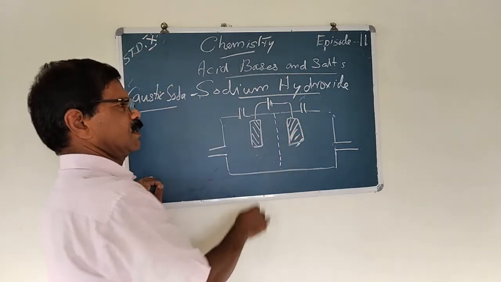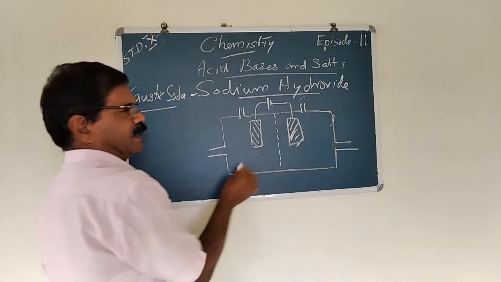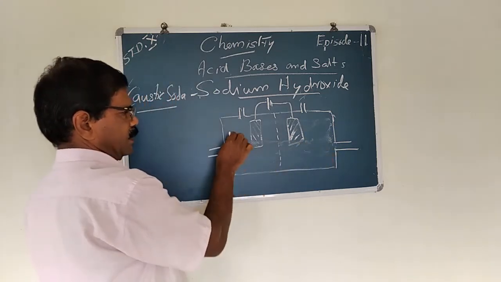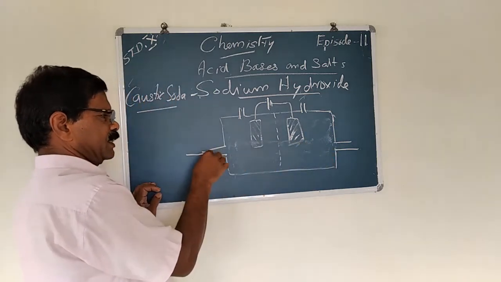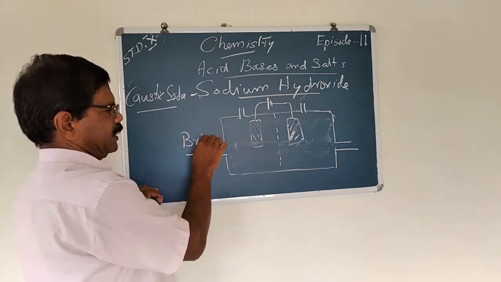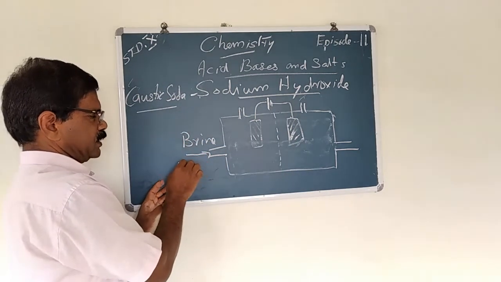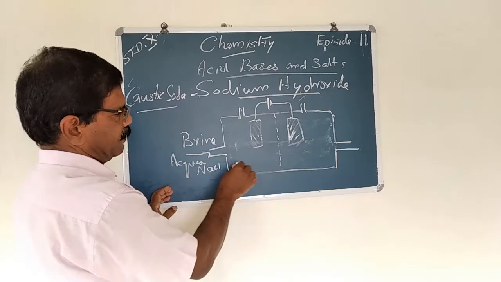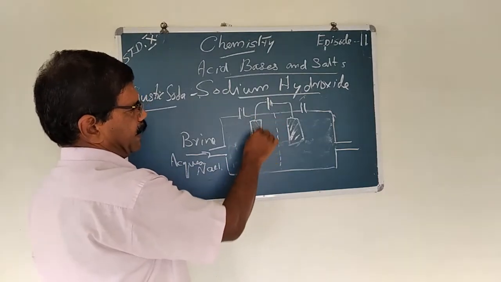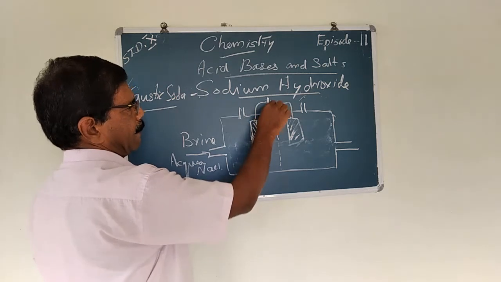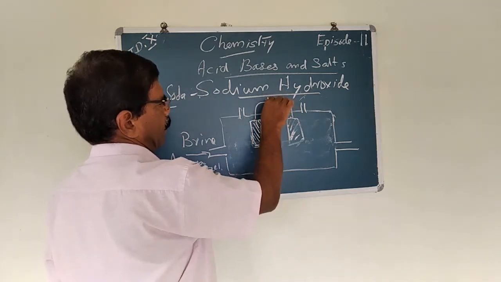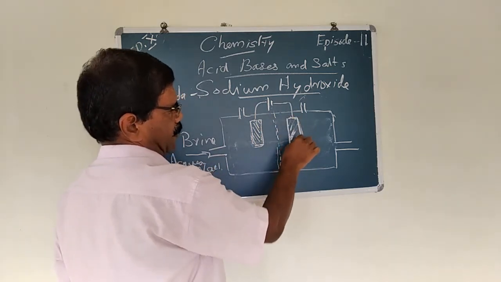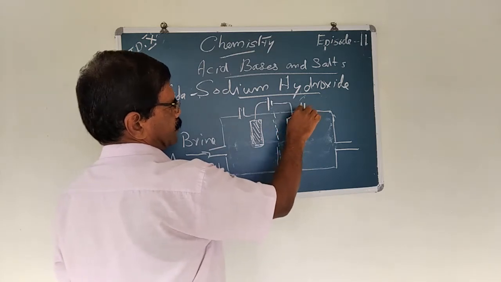You must see this. This is a big tank in which brine solution is taken. This is the entrance for brine solution. Brine means aqueous NaCl. Aqueous sodium chloride solution enters here. Then this is the anode and this is the cathode.